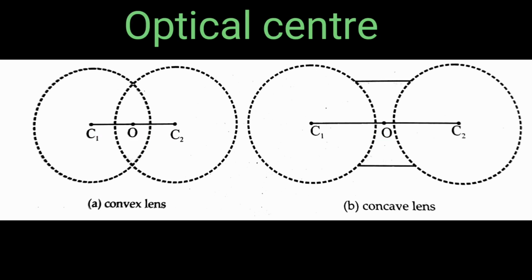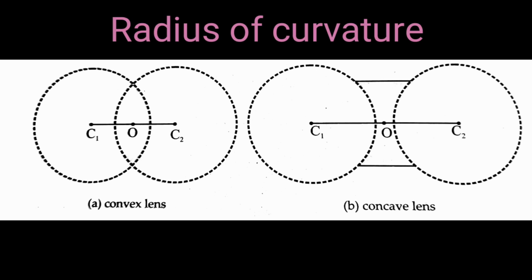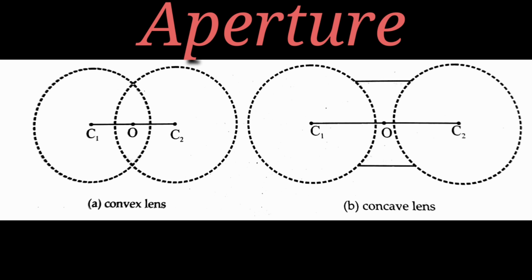Optical center. If the lens is thin and the radii of curvature of the two refracting surfaces are equal, then the geometrical center of the lens is called its optical center. It is represented by O. Radius of curvature. The two spherical refracting surfaces of which the lens is made have their own radii of curvature, which may be either equal or unequal. In the upcoming analysis of lenses, we shall consider surfaces with equal radii of curvature. Aperture. The part of the lens from which refraction of light takes place is known as the aperture of the lens.